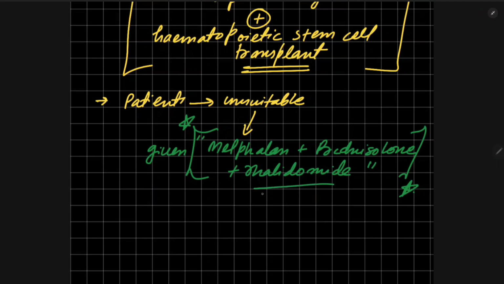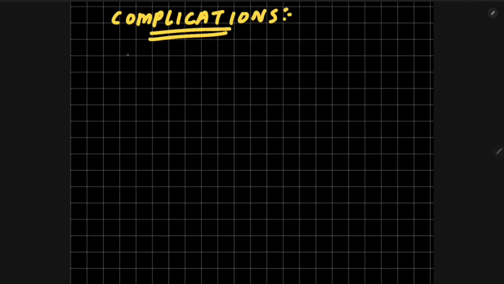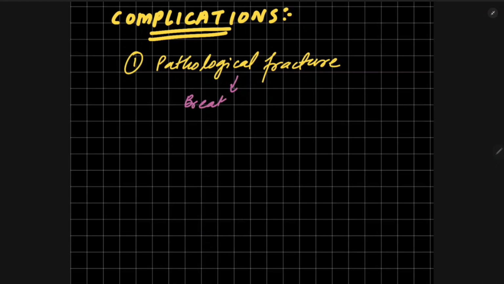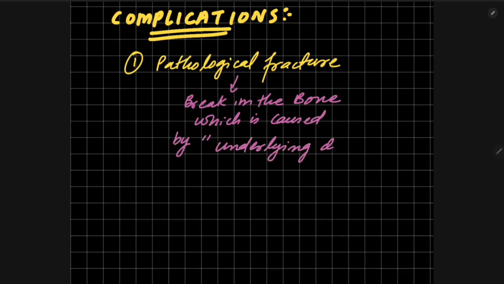Coming to the last part of the disease, that is complications. What are the complications of the disease? The first complication is pathological fracture. What do you mean by pathological fracture? Pathological fracture is a fracture, a break in the bones, which is caused by an underlying disease. That means secondary.